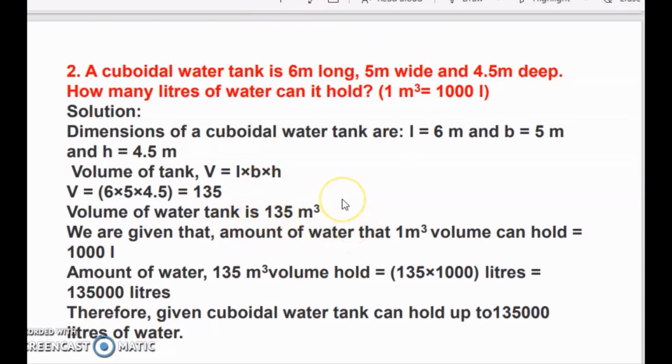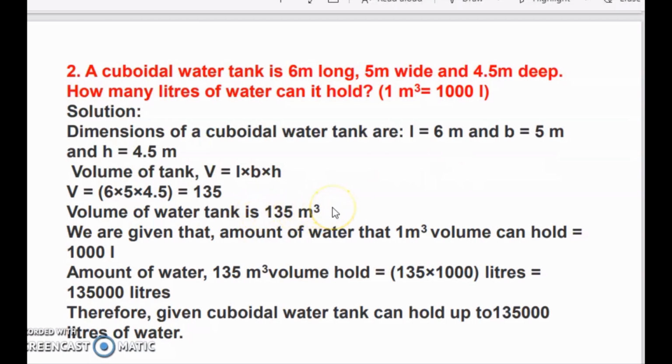But what you are getting is in meter cube, cubic meters. If the dimensions are given all in centimeter, you will get it in centimeter cube. If dimensions are given in meter, you will get it in meter cube. If all dimensions are not in the same unit, then you may have to convert one or the other to get it in the same unit.